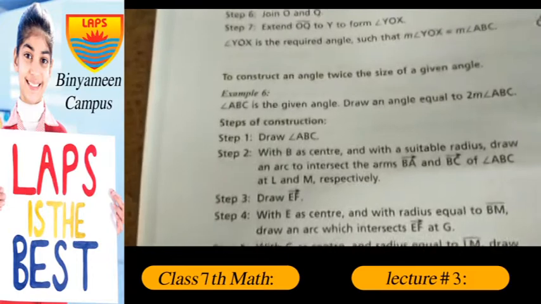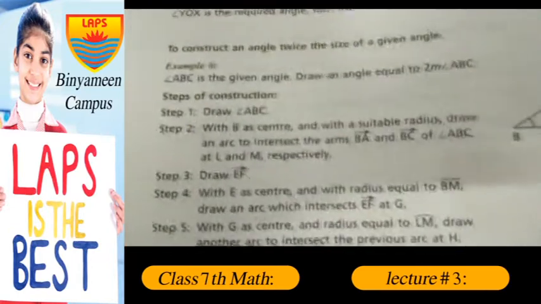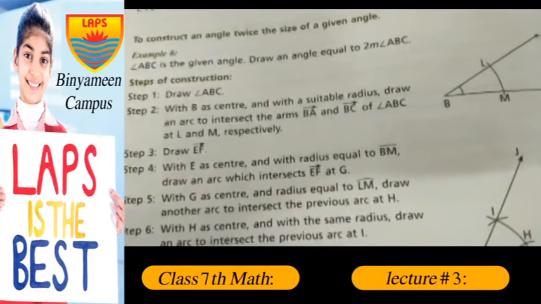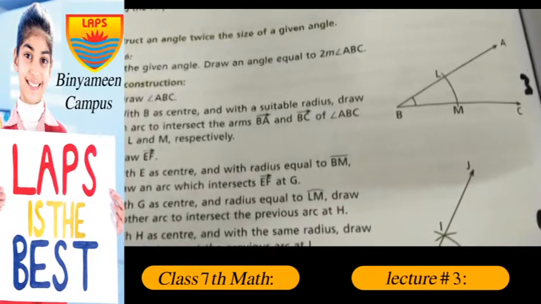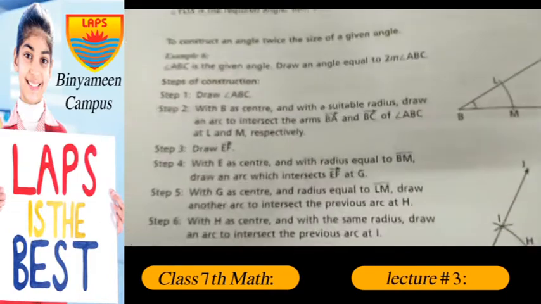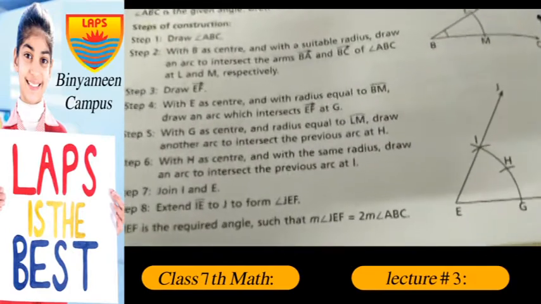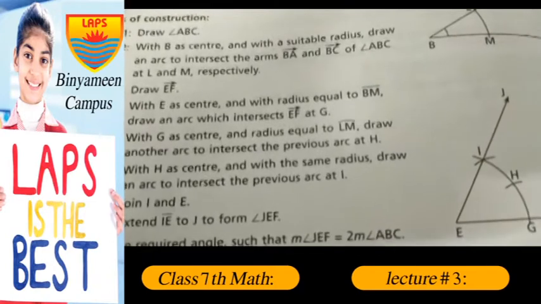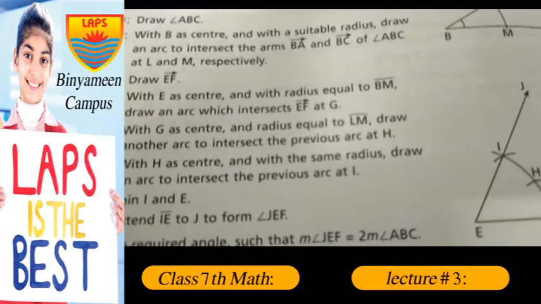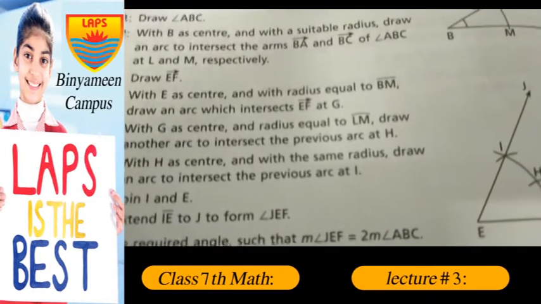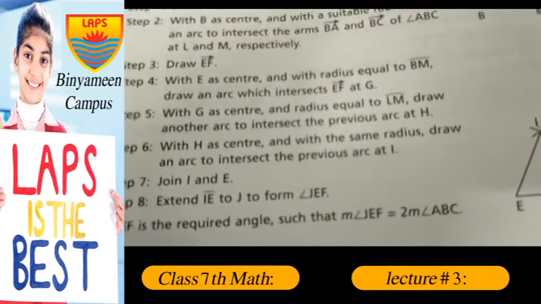The statement is to construct an angle twice the size of the given angle. Example 6. Angle ABC is the given angle. Draw an angle equal to twice the measure of angle ABC. Step 1. How to construct. Draw angle ABC. Step 2. With B as a center and with a suitable radius, draw an arc to intersect the two arms of angle ABC, BA and BC, at L and M respectively.